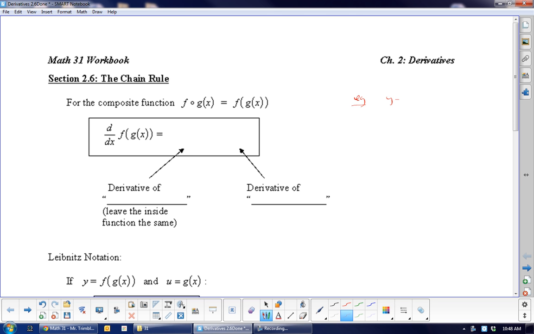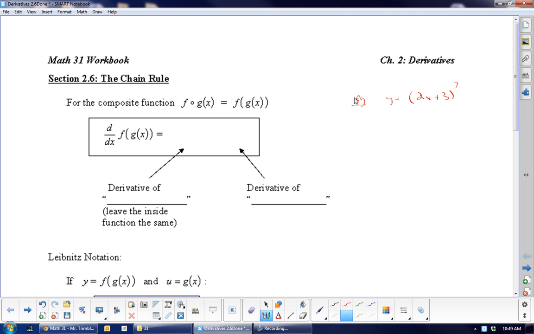say y equals (2x + 3) to the 7. Now there's kind of two functions going on here. There's an expression inside of an expression.